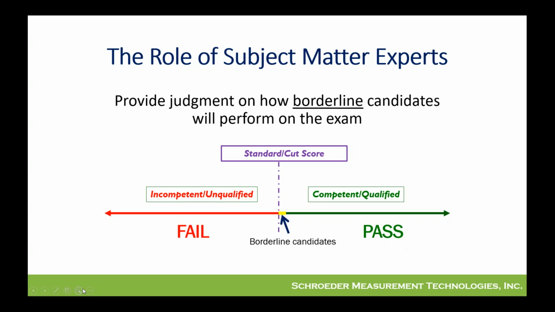Borderline candidates are the foundation of the standard setting process. As a subject matter expert, you will be asked to provide your judgment on how borderline candidates will perform on the exam. We will cover the details of the process later in the presentation. But first, it is important to understand what is meant by a borderline candidate.